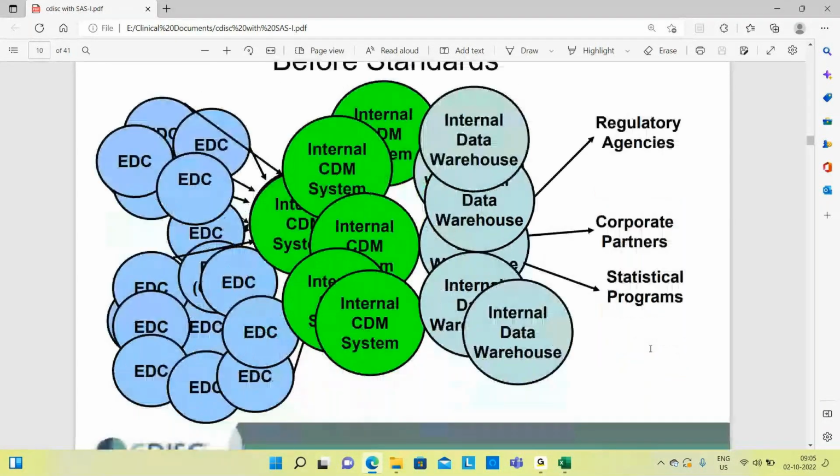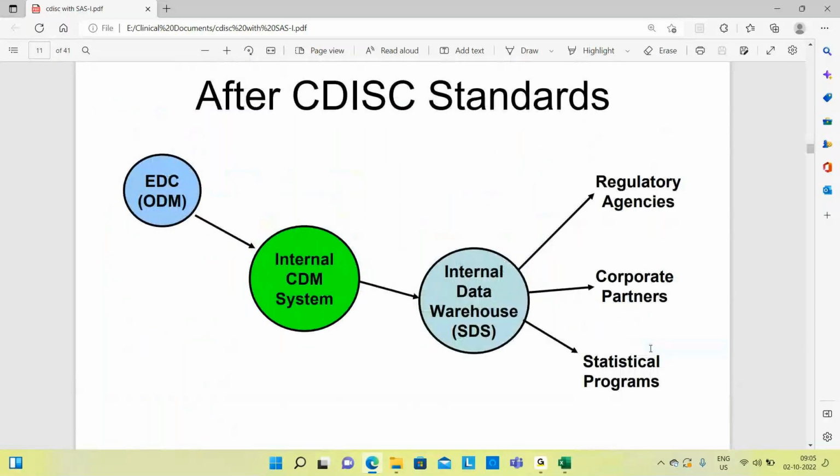Now after standards, you have only one EDC, and the data is captured with respect to ODM standards. ODM stands for operational data model. So you will have only one EDC. Through that EDC, it goes through one CDM system only. Through that CDM system, it goes to the data warehouse, SDS. SDS stands for submission data standards. You have to capture data with respect to submission data standards.